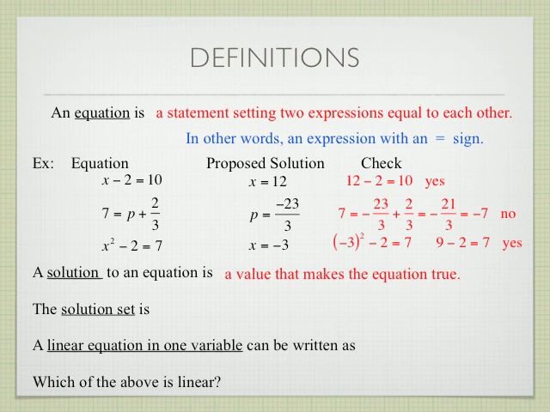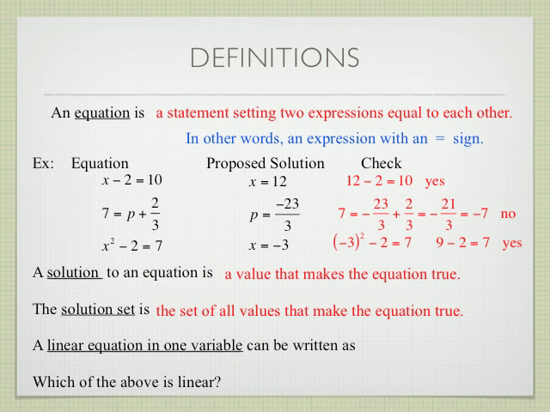A solution to an equation is just a value that makes the equation true. The solution set is the set of all values that make the equation true. For almost all of the class, until the very last day, you're only going to have one solution. Well, for the most part. But then at the very end, we'll get some that might have 2 or 3.